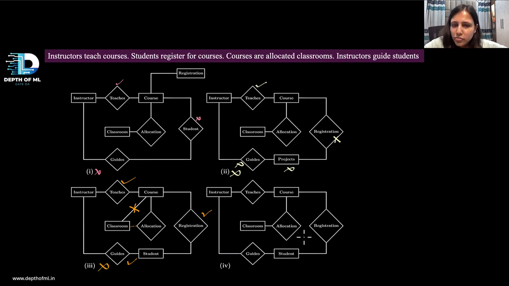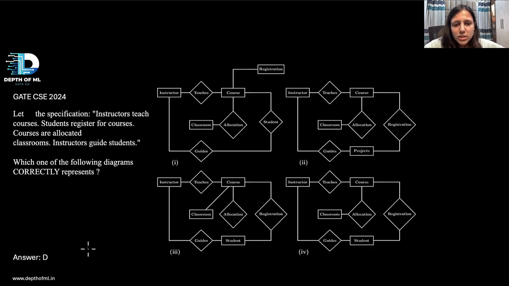So the fourth should be the one which is correct, but let's verify whether this is correct or not. Then we'll take it. So we have instructor teaches course, which is fine. Student registers for the course, which is also fine. Instructor guides the student. Awesome. And then we have classroom allocation and students. So course and classroom are related with the relationship allocation. So this is also correct. So the answer is the fourth one, which is the D option. So the answer is D.